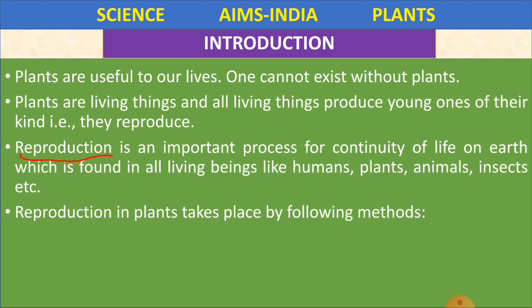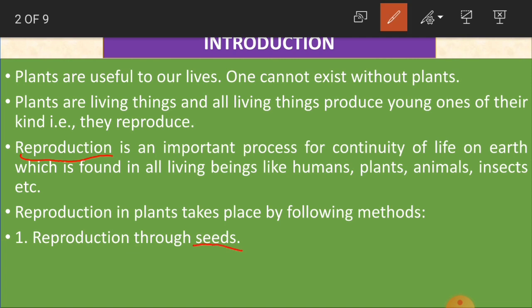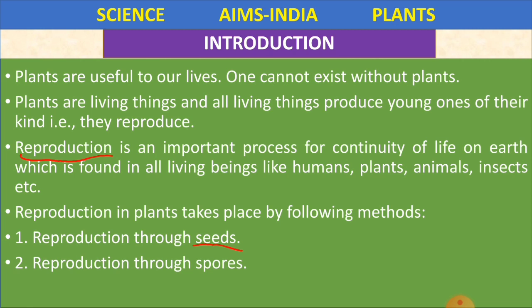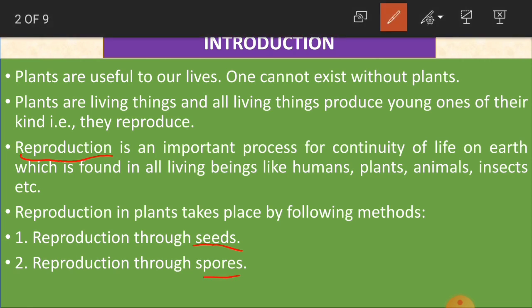Reproduction in plants takes place by the following methods. How does this giving birth to new plants take place in plants? One is reproduction through seeds. So we get new plants through seeds. Okay children? When you sow seeds, then you get a new plant. Then the other one is reproduction through spores. Spores means a reproductive cell, which is responsible for reproduction.